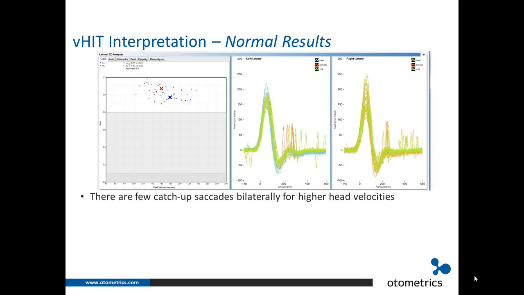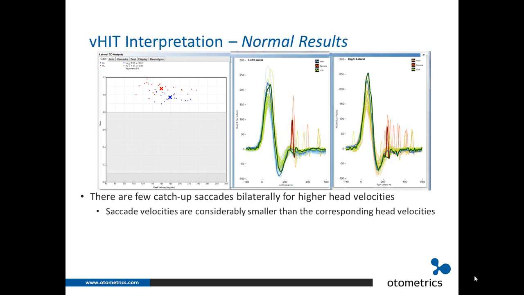Complete absence of catch-up saccades is actually not that common. Here's an example where the subject does have catch-up saccades, but the question is, are they abnormal? It seems like the saccade velocities are much smaller than the corresponding head velocities. As we discussed before, it's not likely that these saccades are abnormal. Since the VOR gains are also close to 1, this is most likely a normal vHIT.